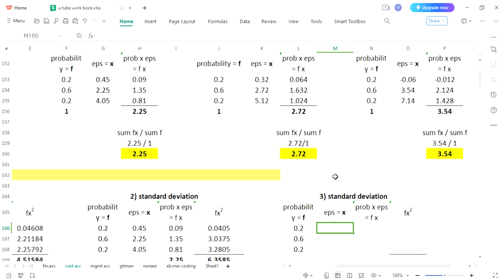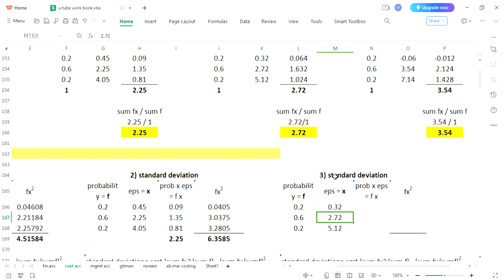So let's put the amounts. First EPS 0.32, second EPS 2.72, third EPS 5.12. Now we will calculate our fx. How would you calculate your fx? Simply f would be multiplied with x. Again f would be multiplied with x. For third, f is 0.2, multiply by 5.12, and we have got fx.